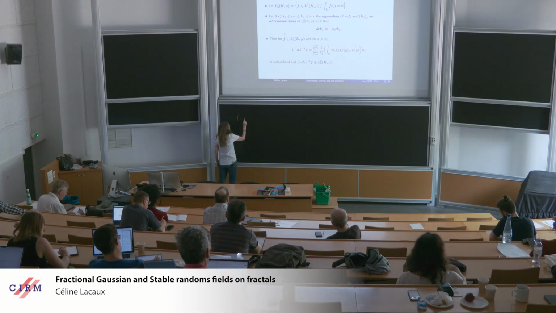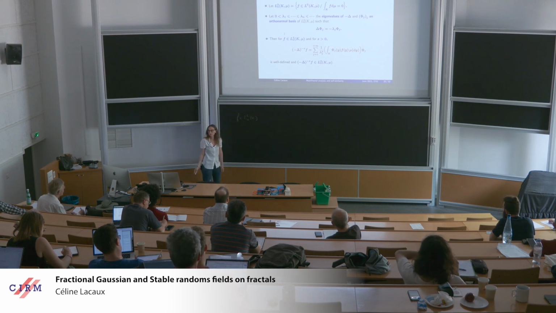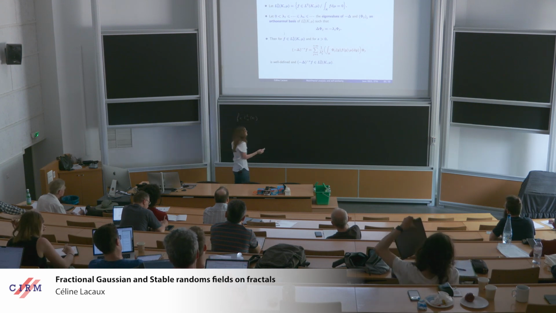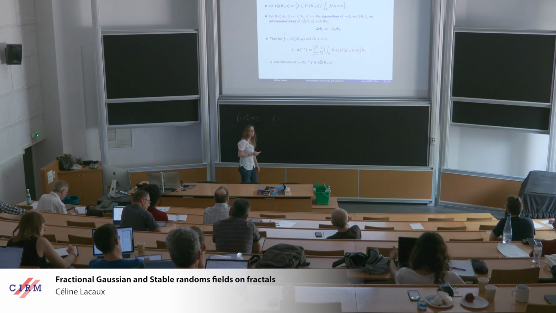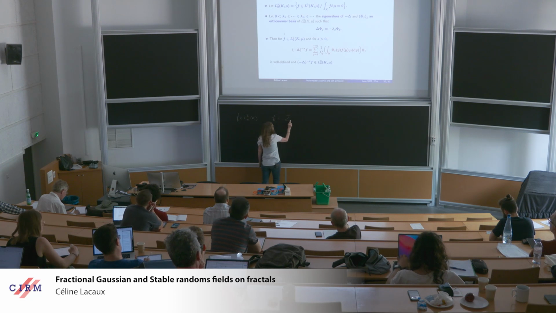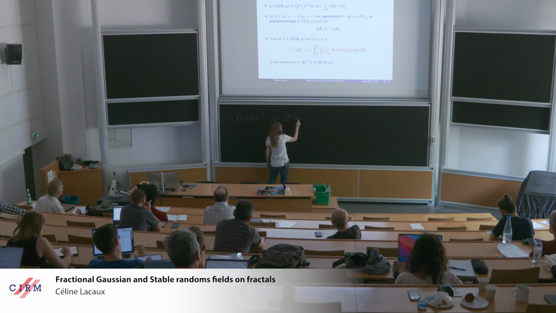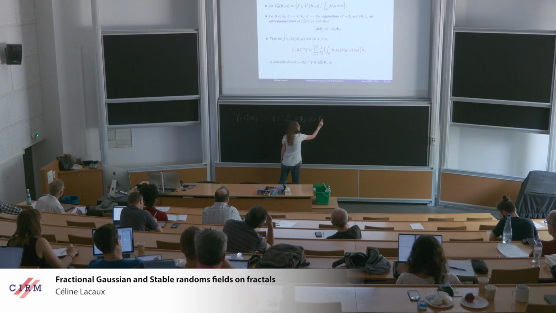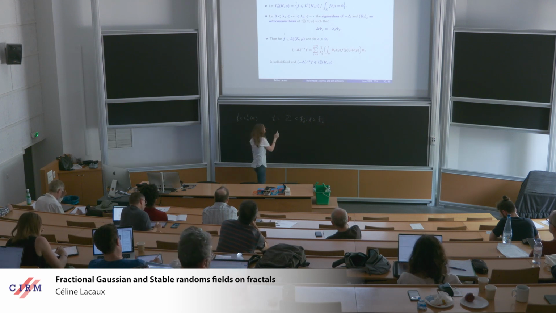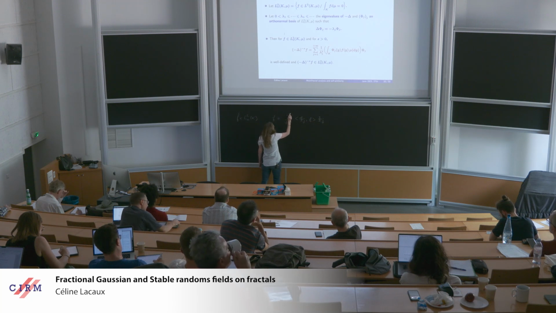If you choose f in square integrable functions, you can now give its decomposition in this orthonormal basis. You will say that it is the sum of the scalar products of phi_j and f times phi_j, and you sum for j equal to 1 to plus infinity.